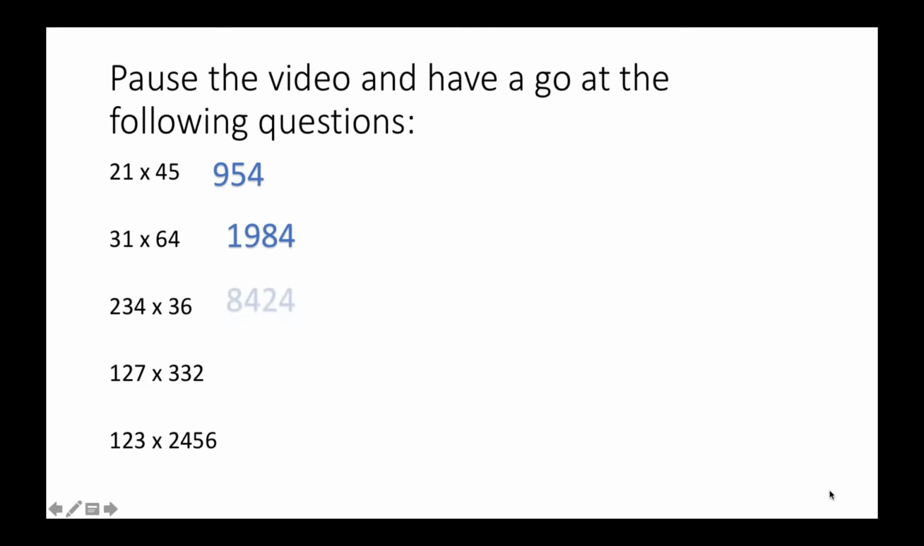234 times 36 is 8,424. 127 times 332 is 42,164. And 123 times 2,456 is 302,088.